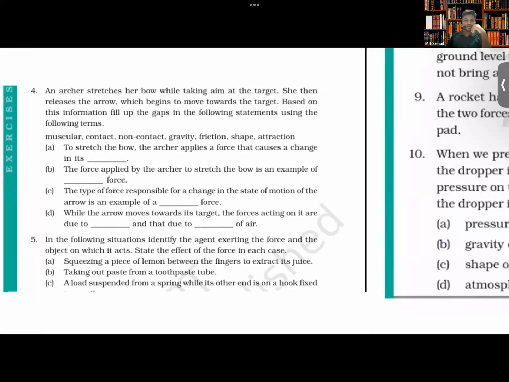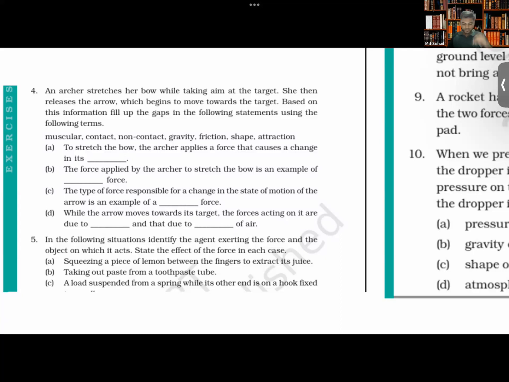An archer stretches her bow while taking aim at the target. She then releases the arrow, which begins to move towards the target. In this information, you have to fill the statements here. The first one will be shape. Good. That is an example of which type of force? Muscular force. Very good.